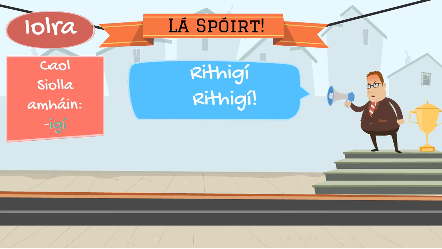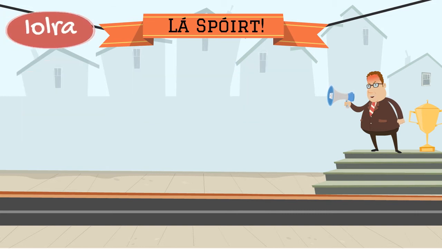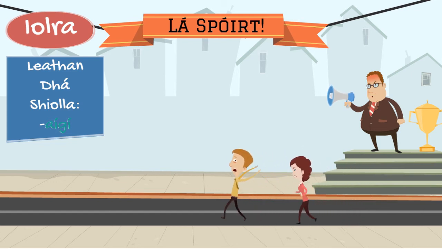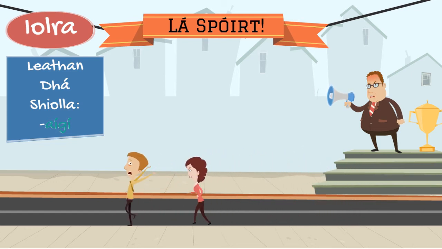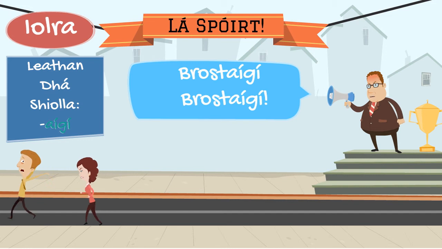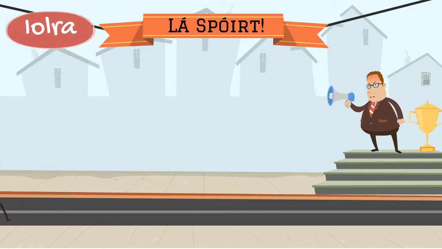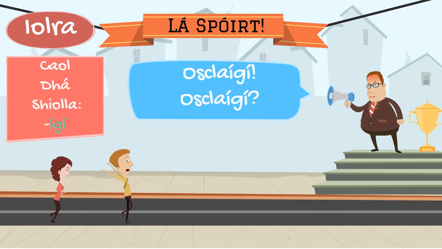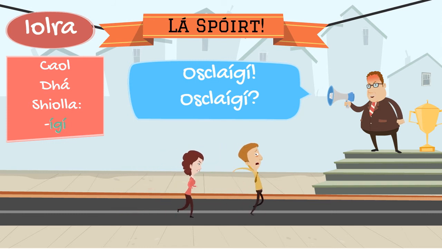For Leathan verbs with two syllables, we add -aígí to the root of the verb. For example, brostaígí, hurry. For Caol verbs with two syllables, we add -ígí to the root of the verb. Just as you'd expect with Irish though, there are a few exceptions to these rules.